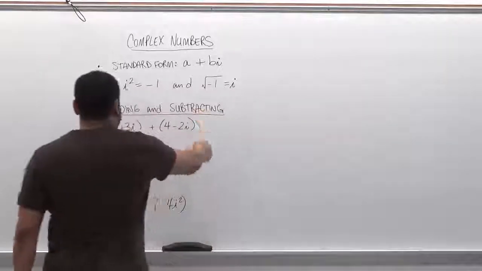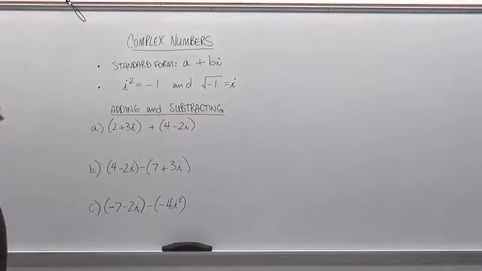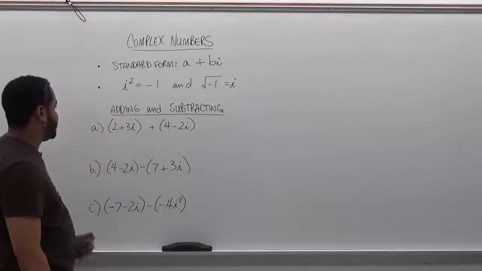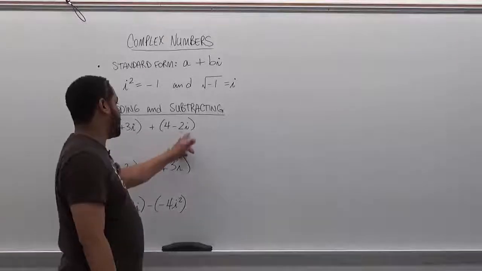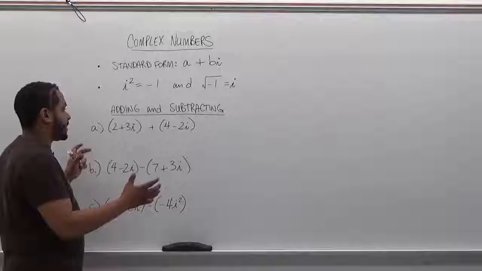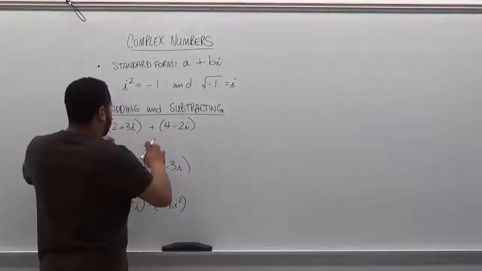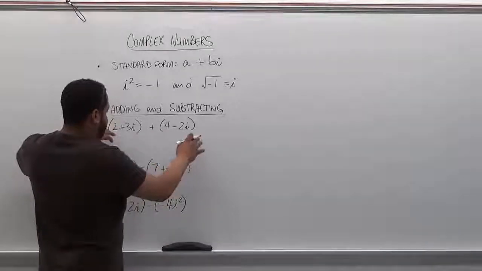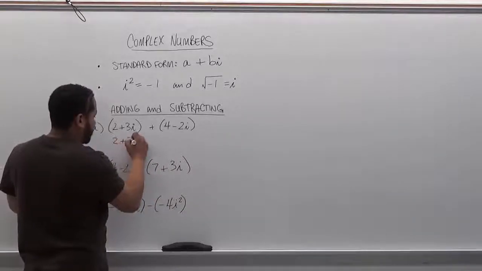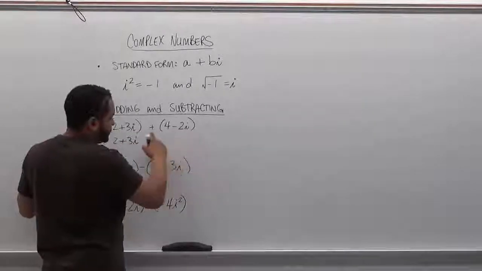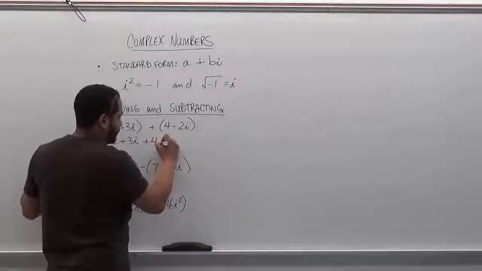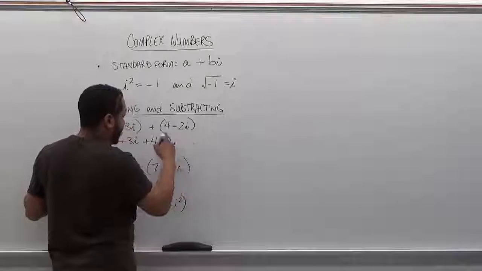Now let's begin with some adding and subtracting of complex numbers. In our first series of problems, we have 2 plus 3i plus 4 minus 2i. And here we're adding the two sets together. So what we want to do is isolate the terms by first bringing down the parentheses and then combining the like terms. So first we're going to have 2 plus 3i. Here the plus is going to change none of the signs. We just bring down the parentheses and we get 4 minus 2i when we add.